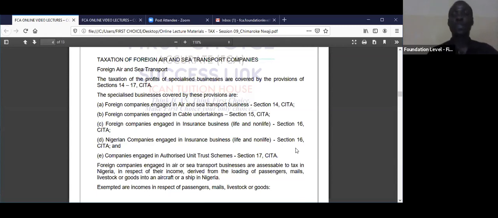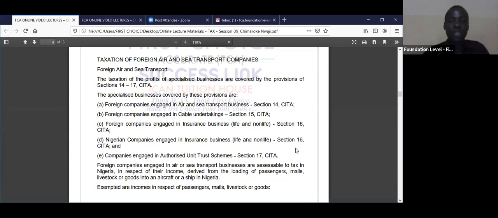For the sake of your level, we will not be talking about the insurance business. This same topic will be discussed again in the professional level, where you will see the insurance business being discussed fully. We are going to be taking that of air and sea, cable undertakings. These are the main ones that you will be tested. Now take note, these are foreign companies.